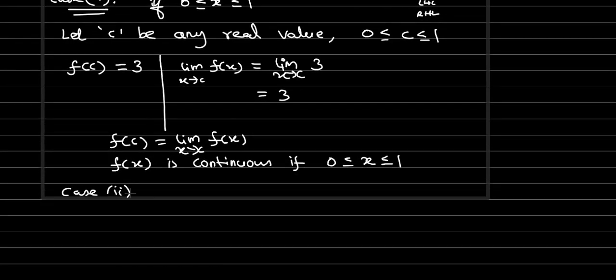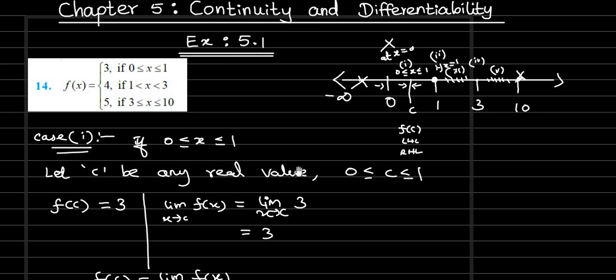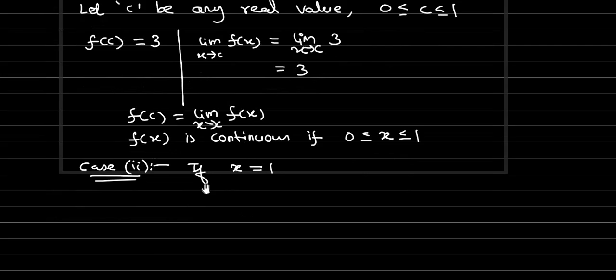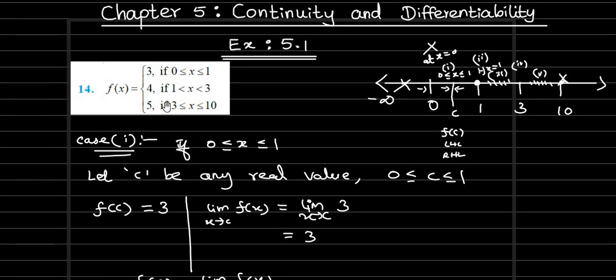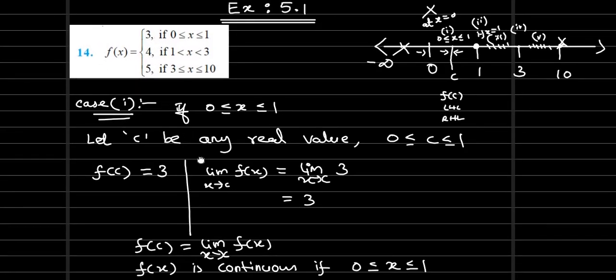So in case 2, if x is exactly 1, how to check the continuity? F of 1, left hand limit, right hand limit are required. First f of 1: if x is exactly 1, what is the suitable function? The first function, that is 3. Whatever input we give, the outcome is always going to be 3.